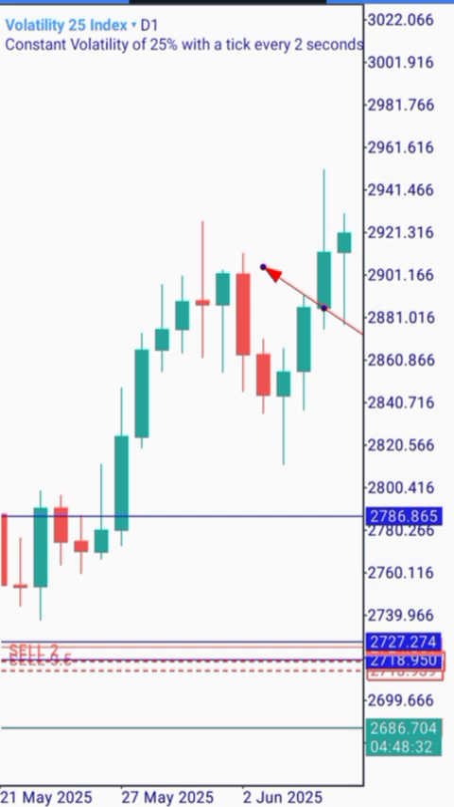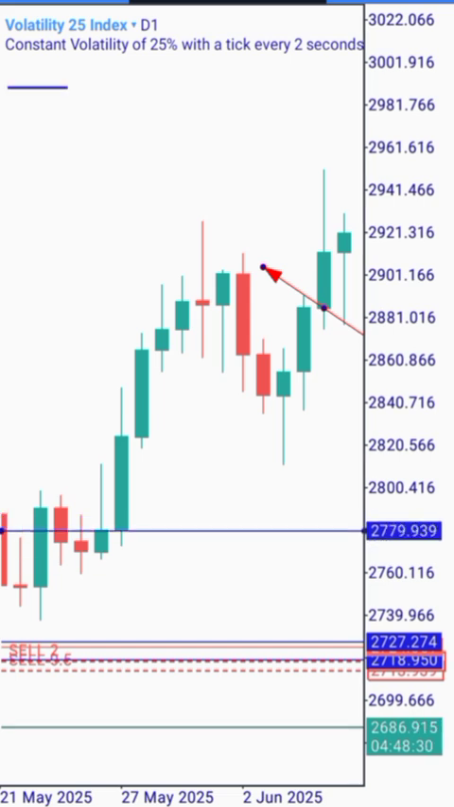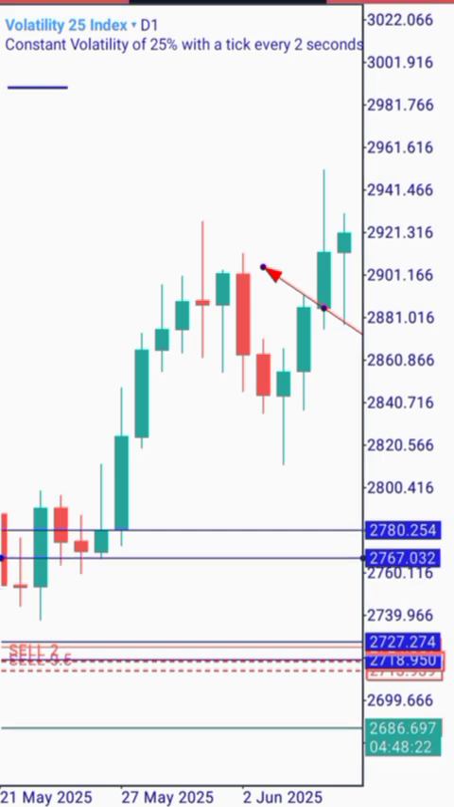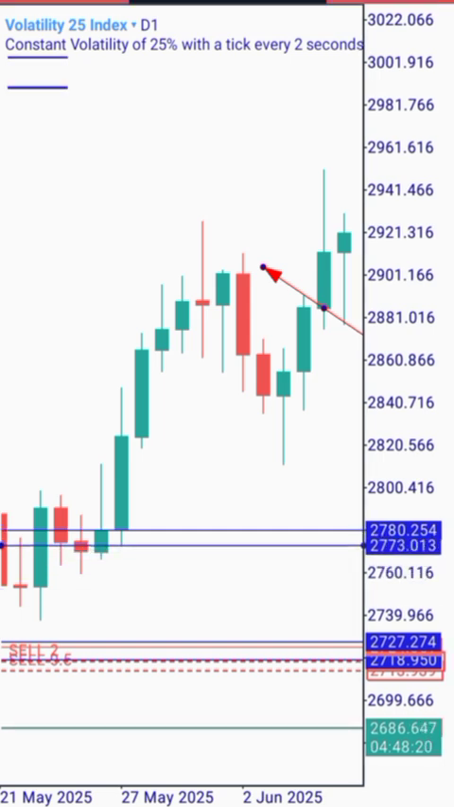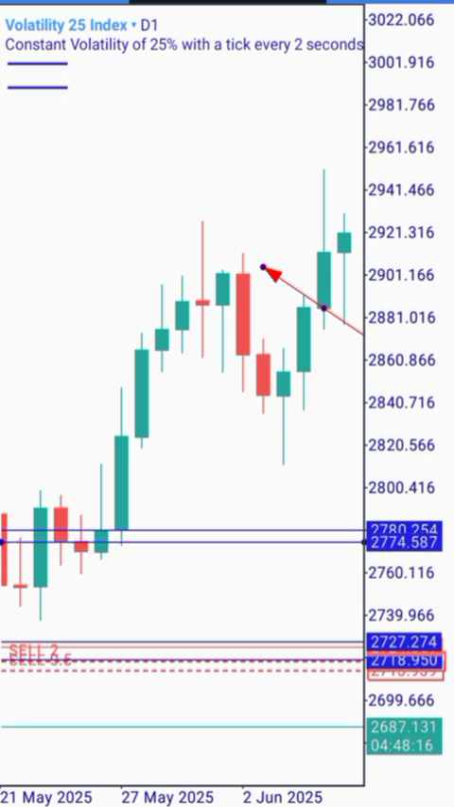This is what you do. You just put your horizontal line like this. Put another one at the beginning of the week. Then for your stop loss, make sure you give space for your stop loss.